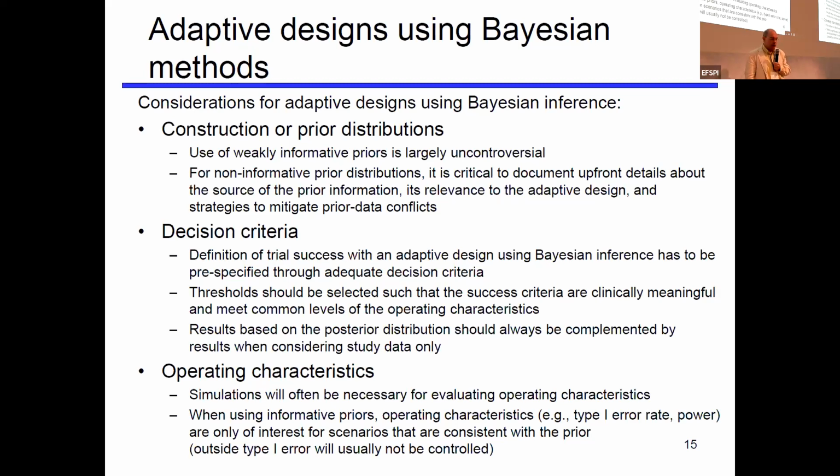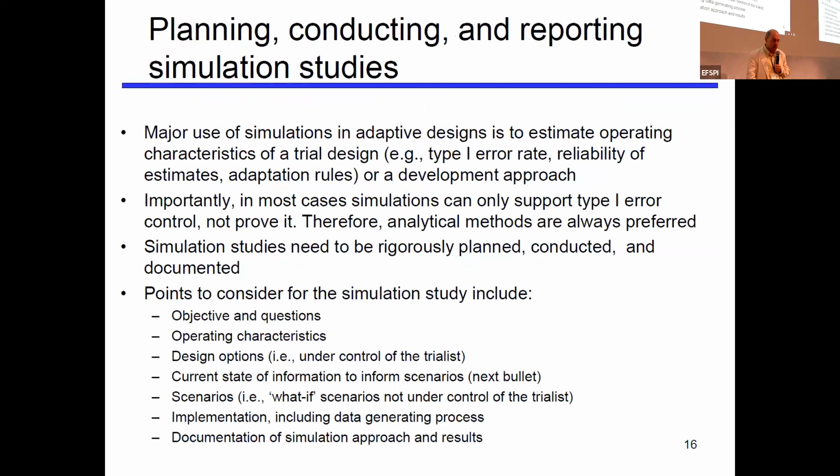And the operating characteristics, of course, especially when using Bayesian methods, will often require simulations, and we'll talk about simulations on the next slide. But when using informative priors, operating characteristics such as type 1 error rate would only be of interest in scenarios that are consistent with your prior. So these are all additional considerations that you will have to think about when embarking on adaptive designs with Bayesian methods.